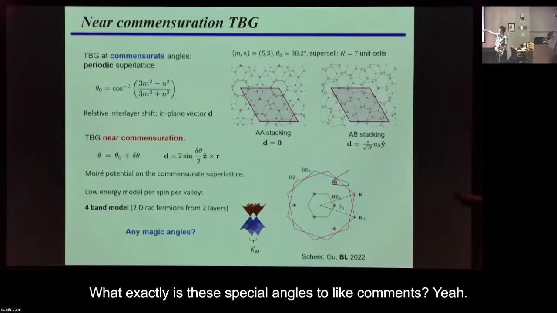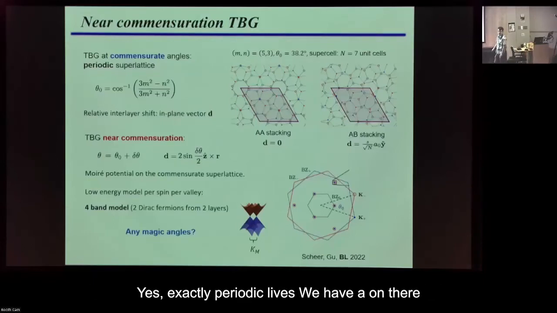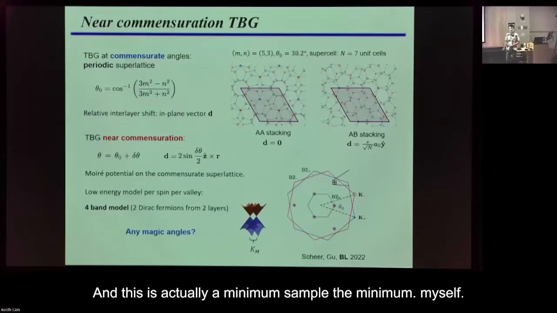Sure. Commensurate just means you have an exactly periodic lattice. For example, here at a certain twist angle, we have overlapping atoms between the top and bottom layer. Here we have it again. So we do have a strict period on this lattice at this angle. And this is actually a minimal example: the minimal example you have is seven unit cells for the supercell.